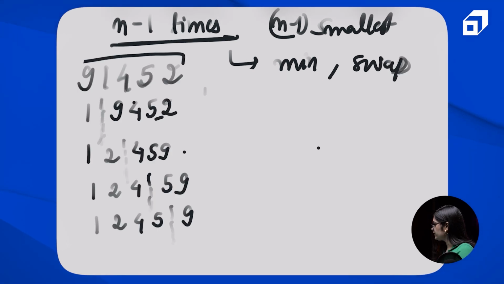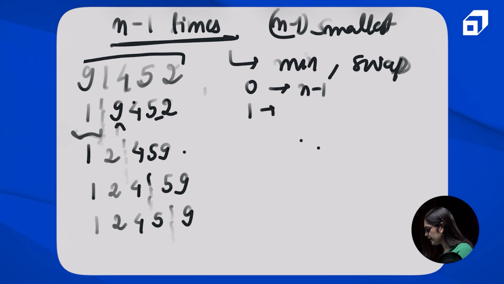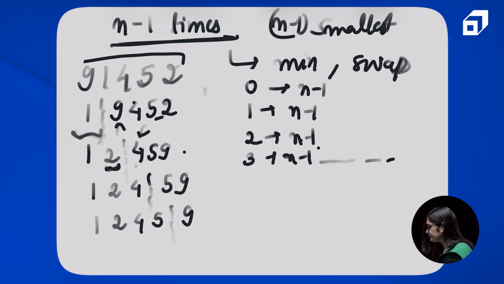What we observe here is that in the first iteration, we were going through all the n elements and picking up the smallest from those. So we were starting from the 0th element going till n minus 1th element. In the second iteration, since the part till the 0th element was sorted, we were starting from the first element and going till n minus 1th element. Again, in the third iteration, we were starting from the element at index 2. We were going till n minus 1. In the next one, we'll start from 3 and so on.